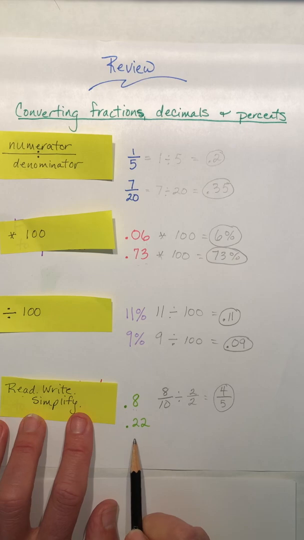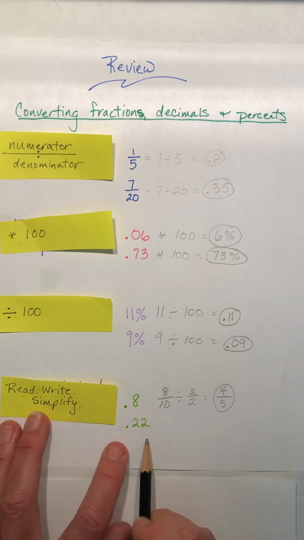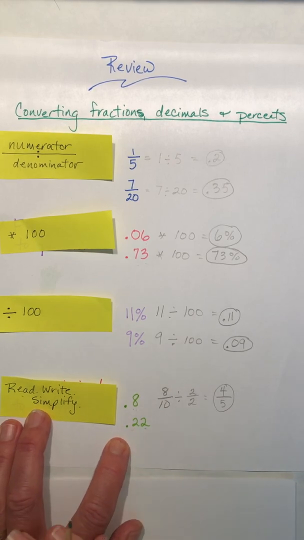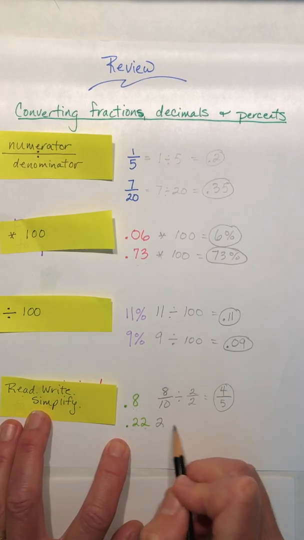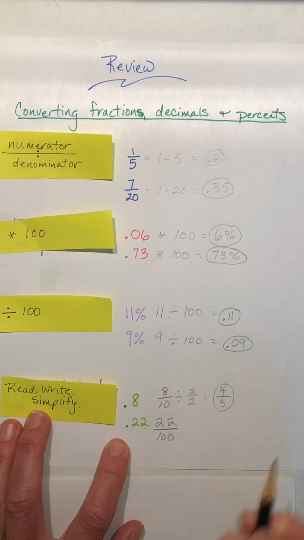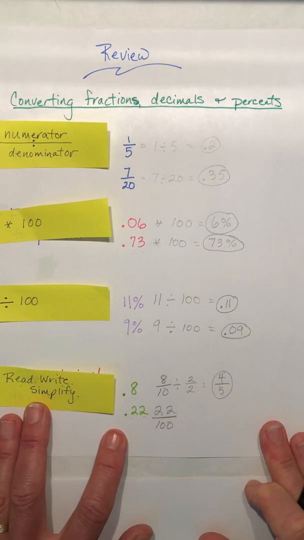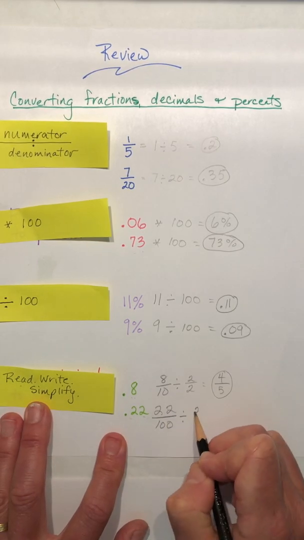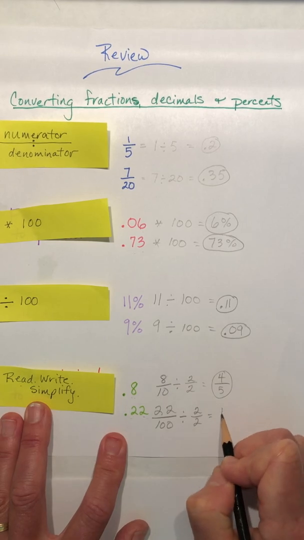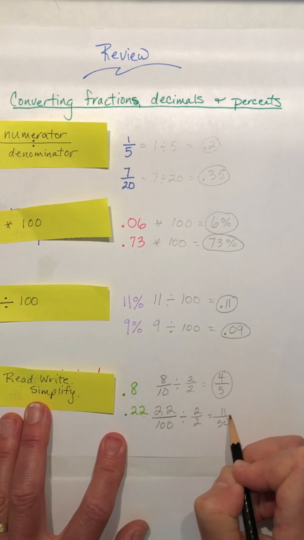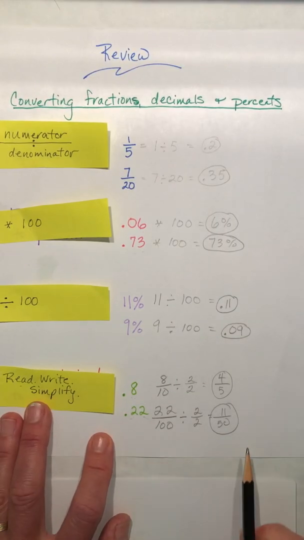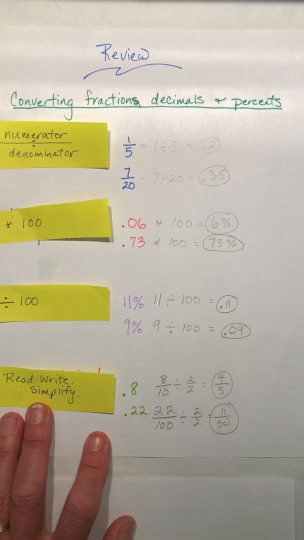Let's do this one now, 0.22. Another way to read this is 22 hundredths, because there are 2 decimal digits. 22 hundredths. And again, because I have two even numbers, I know I can divide top and bottom by 2, and I get 11 over 50. So 0.22 means the same as 11/50ths. And that's it. So that was just a quick review.